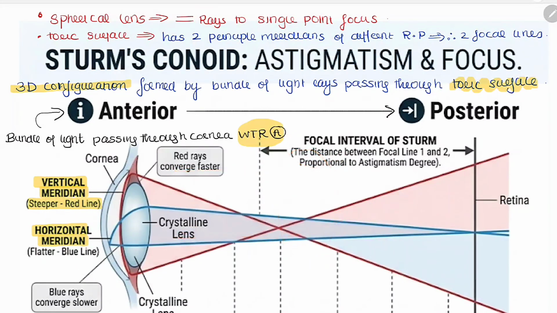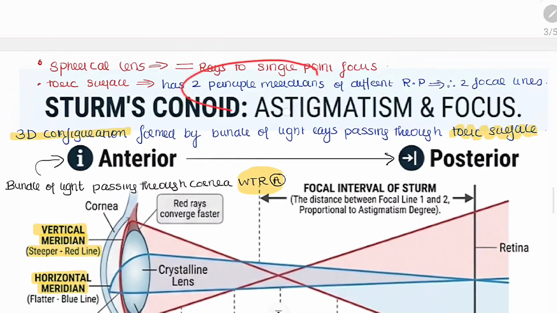But if it is a toric surface, like an astigmatic surface, there are two principal meridians, mainly the horizontal and vertical meridians. Due to these two principal meridians, they will have different refractive powers also. So, there will be two focal lines instead of a simple focus. If it was a spherical lens, there will be a simple point focus, a single point. But if it is a toric surface like an astigmatic surface, since they have two different refractive powers and two different meridians, they will have two focal lines, not a point.